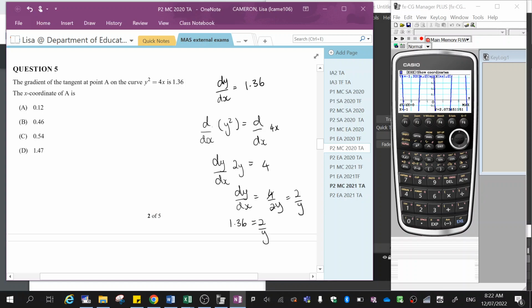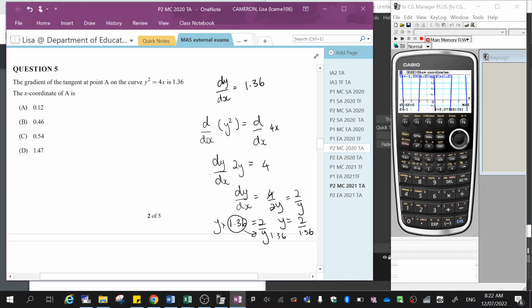Now, you can either use your old flippity-flop. This one will come up and multiply. Y times this. This will come down and divide, meaning that you'll end up with y equals 2 over 1.36. But if you're not confident, just chuck it in the calculator and use solve. That always works.